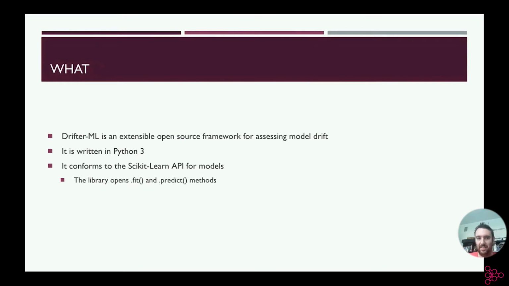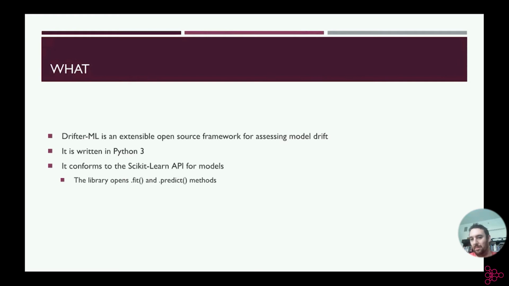Drifter ML is an extensible open source framework for assessing model drift. It's written in Python 3, and it conforms to the scikit-learn API for models. What this means is it can test any model that has a fit and predict method. You need both of those. So you don't have to use scikit-learn. You can just wrap whatever framework you're using to make sure that those methods are defined. And if they are, then you can test your models with my framework.